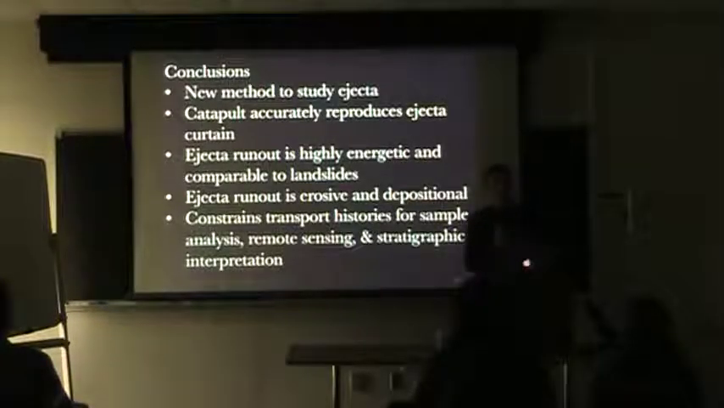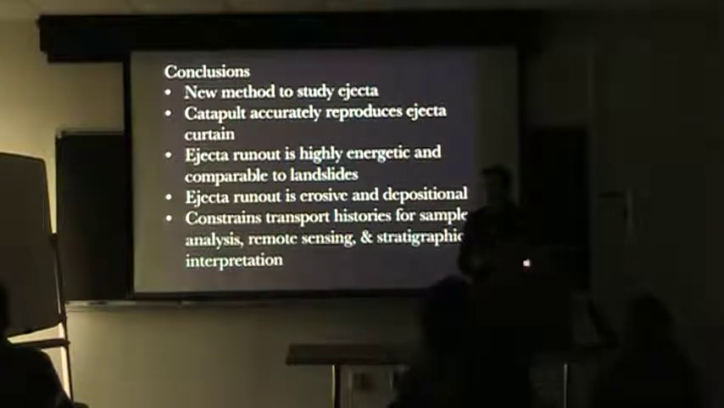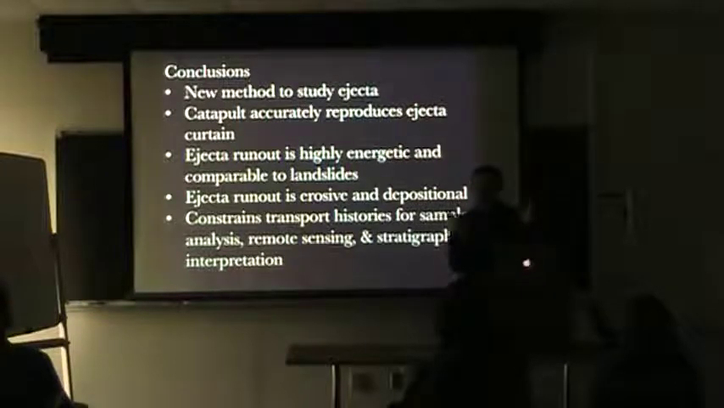And so my conclusions for this part of my talk are that we have a new method to study ejecta. I've shown that the catapult accurately reproduces an ejecta curtain such that we have confidence that the laboratory ejecta is dynamically similar to what we think occurs in nature. Ejecta runout is highly energetic and comparable to landslides. Ejecta is also highly erosive, in addition to being depositional. And we can also use this to constrain the range of transport histories possible for samples from the Moon we have in the lab, for interpreting remote sensing data sets, and for stratigraphic interpretations.